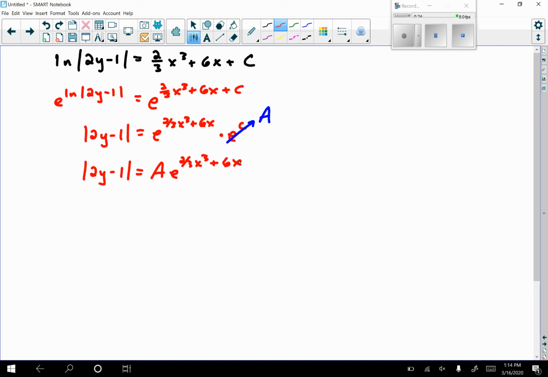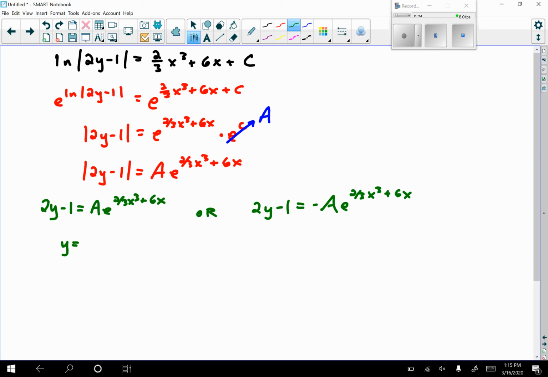What makes this problem even longer is now we have to get rid of the absolute value, so we're going to separate this, because this could equal a positive value over here, or it could turn out to be negative. So we're going to have 2y minus 1 is equal to a times e to all this as the exponent, or 2y minus 1 just equals the opposite of this. And finally, to get y by itself, we'll just add 1 and divide by 2 on both sides.